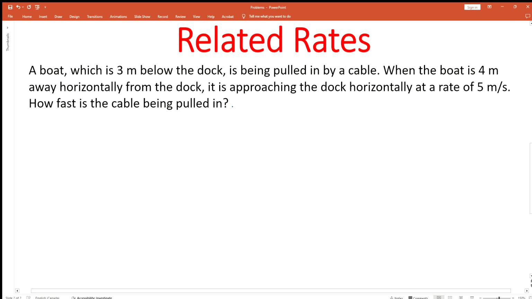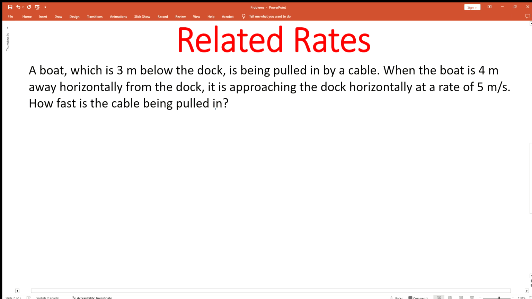In this video, we'll solve this related rates word problem. As per the word problem, a boat which is 3 meters below the dock is being pulled in by a cable. When the boat is 4 meters away horizontally from the dock, it is approaching the dock horizontally at a rate of 5 meters per second. How fast is the cable being pulled in?